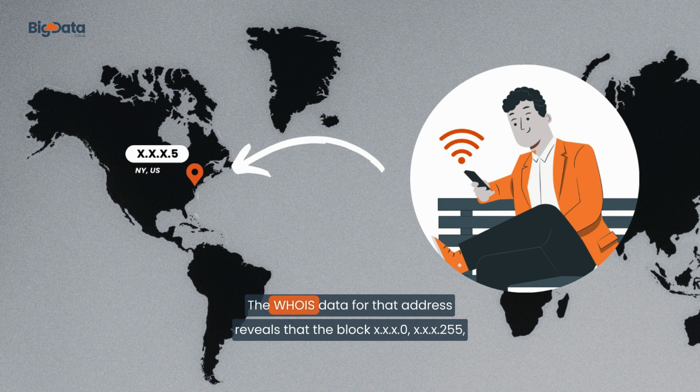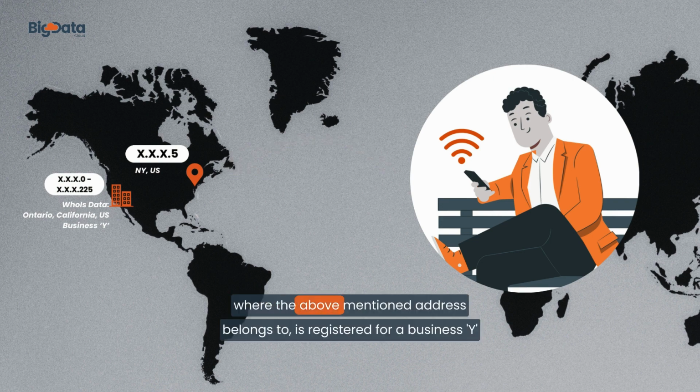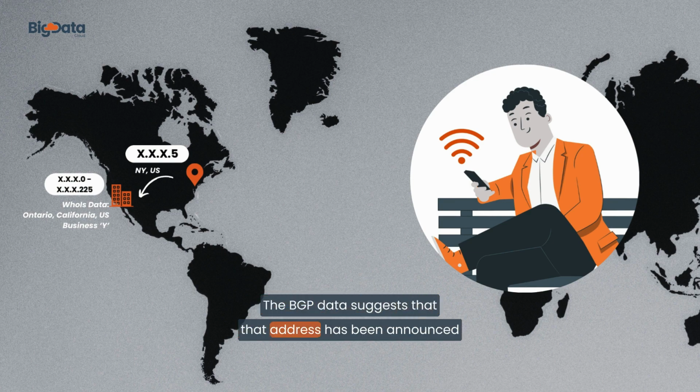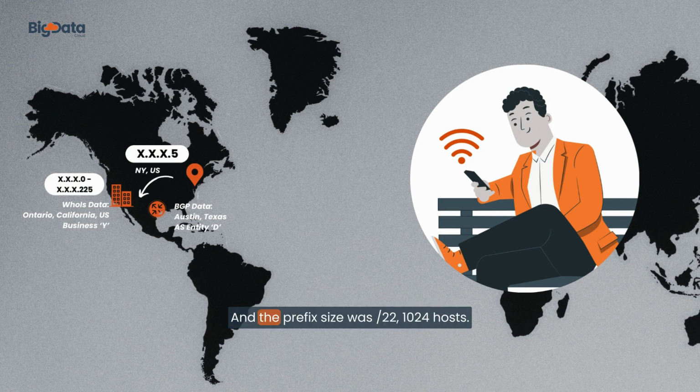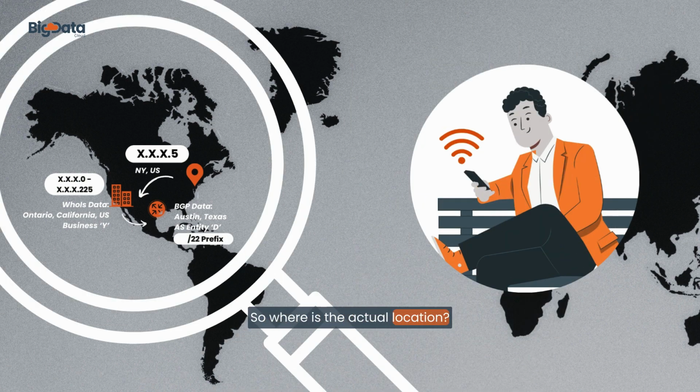The WhoIs data for that address reveals that the block x.x.x.0, x.x.x.255, where the above-mentioned address belongs to, is registered for a business UI located in Ontario, California, US. The BGP data suggests that that address has been announced by an AS entity, registered as operated from Austin, Texas, US. And the prefix size was /22, 1024 hosts. So, where is the actual location?